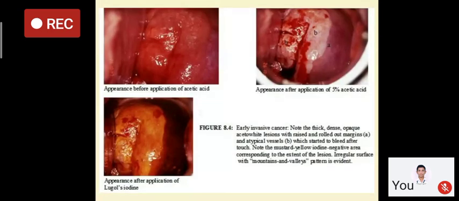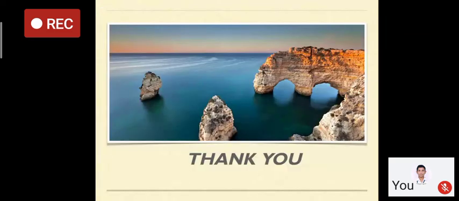So these are the abnormal areas which are seen on colposcopy. First is before, after cleaning with normal saline. Second is after application of acetic acid, and third is after application of Lugol's iodine. These areas need to be screened with biopsy. Thank you.